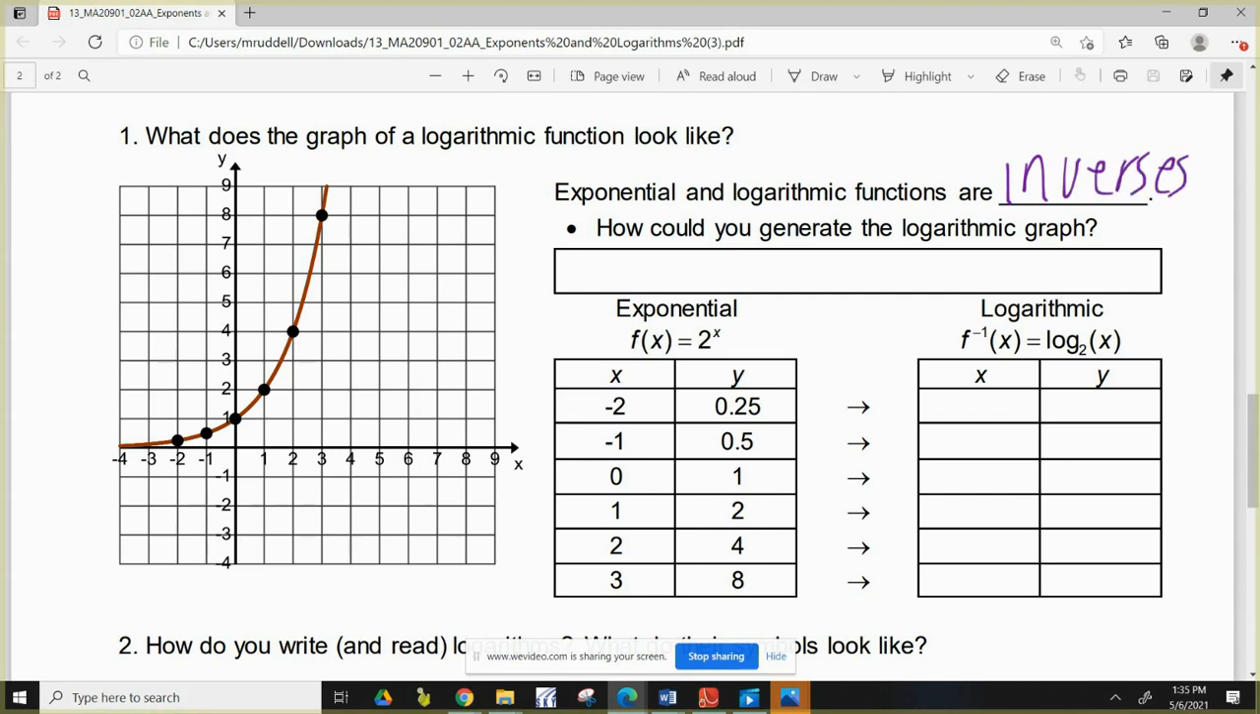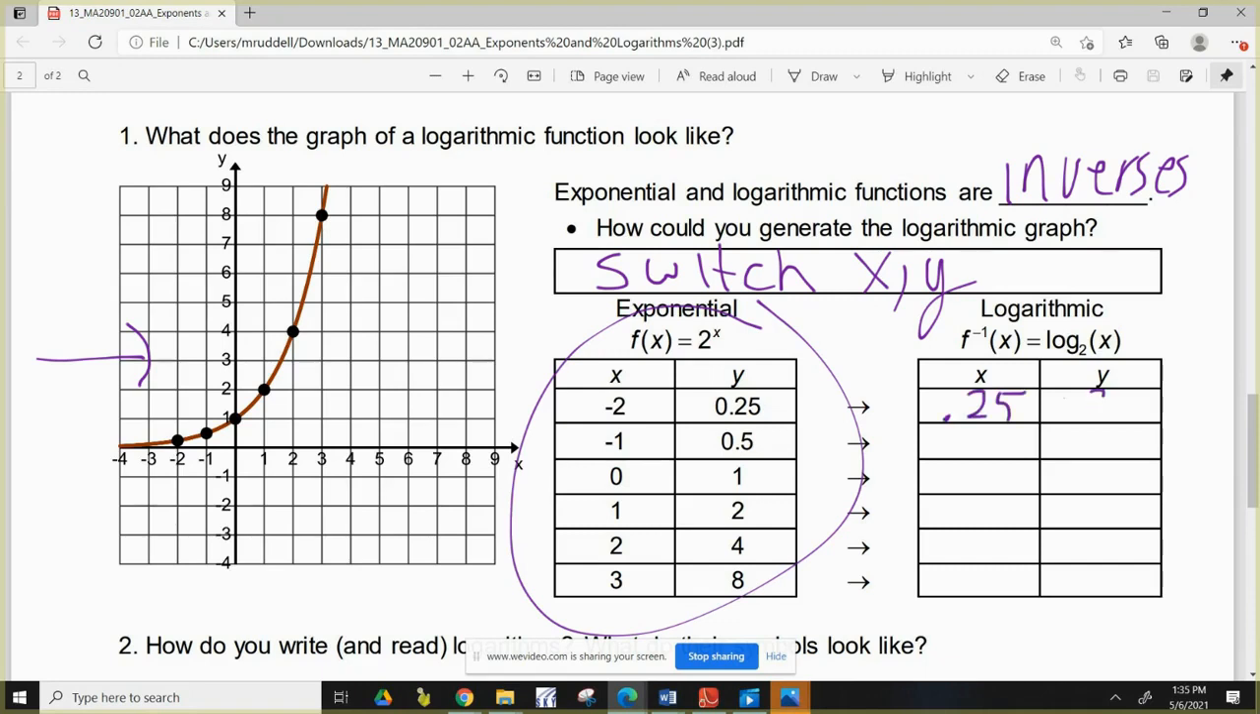This is an exponential graph right here. If you switch the x and y, you get a logarithmic. This table is for exponential. If I want to make the table of the logarithmic one, the inverse of that, I just switch the x and y. So we have 0.25, negative 2; 0.5, negative 1; 1, 0; 2, 1; 4, 2; 8, 3. Switch the x and the y.